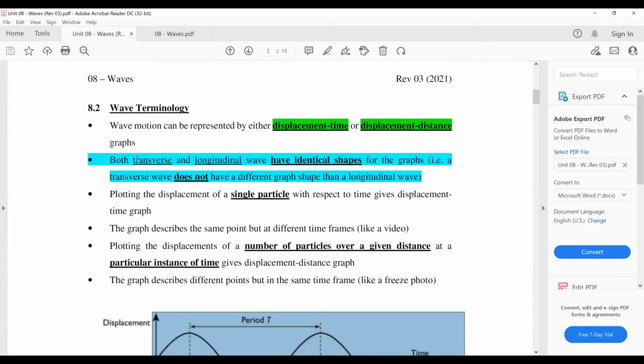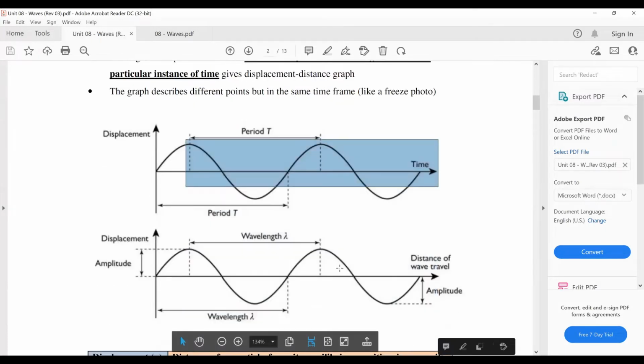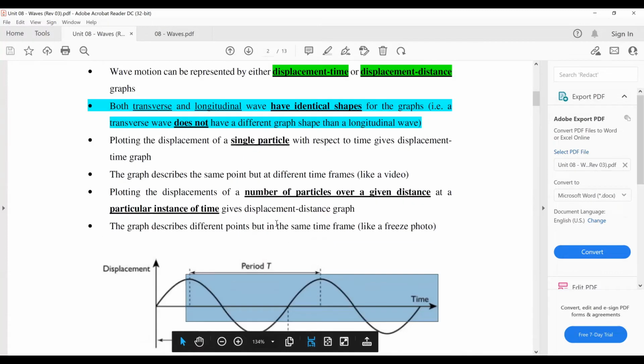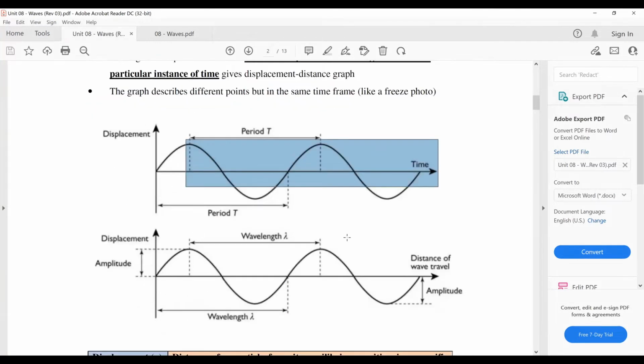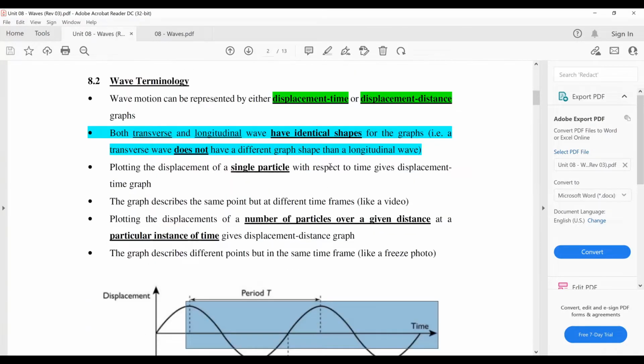All right. Now for transverse and longitudinal wave, the displacement time and displacement distance graphs are actually identical. All right. They will all look like this, a sinusoidal graph with the curves like this. All right. You cannot distinguish between a longitudinal wave and transverse wave just by looking at the displacement time or displacement distance graph, because they all have the same shape.